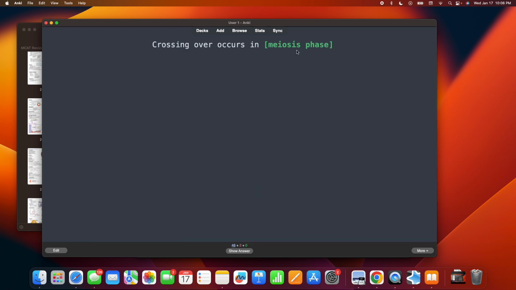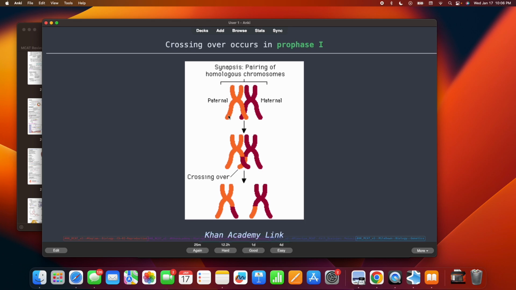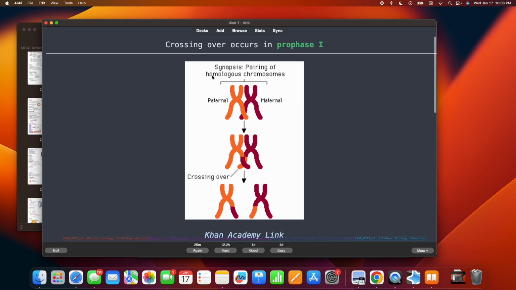Crossing over occurs in... it should be in metaphase, right? Oh, it's in prophase 1, crossing over. That's when they come together. This is where you have crossing over. It's in prophase 1. Metaphase is just randomly assembled. So that's where metaphase 1 is, when you have not crossing over, but the independent assortment, right?